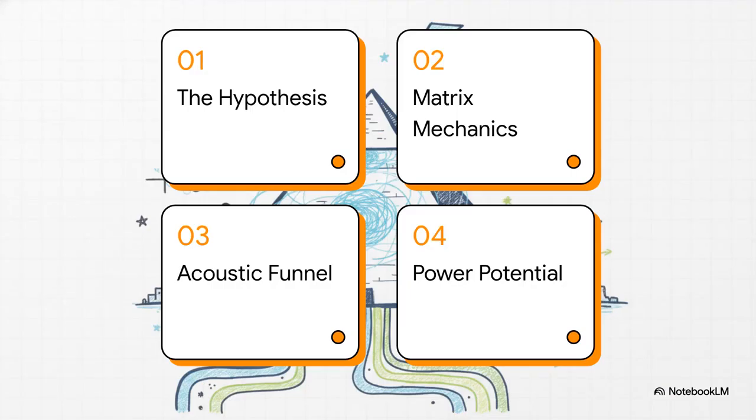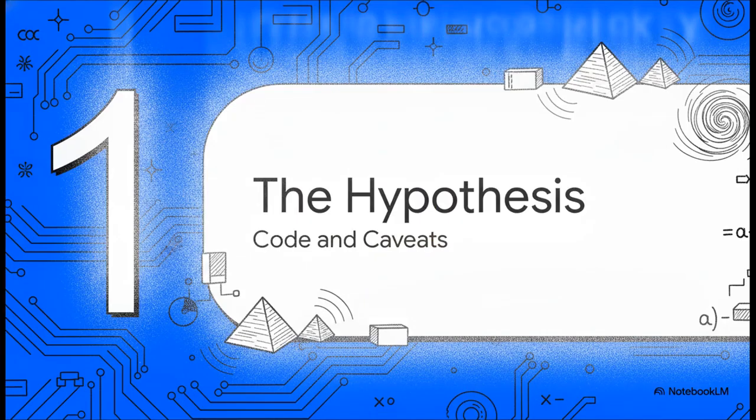Here is our roadmap for this explainer. We've got 4 parts. First, the power plant hypothesis. Second, calculating matrix mechanics. Third, the acoustic funnel effect. And finally, projected power potential. All right, jumping right in. Section 1, the power plant hypothesis, code and caveats.